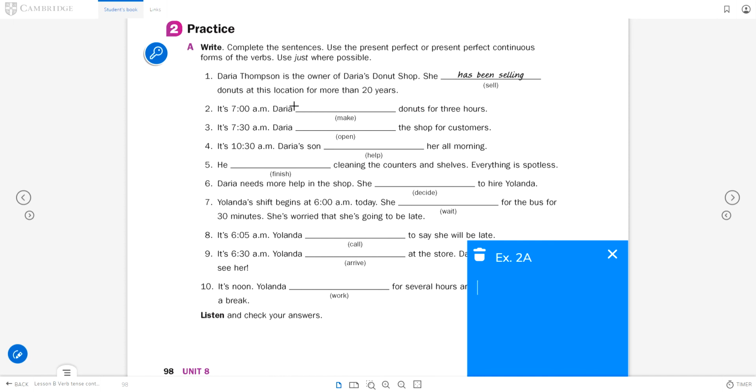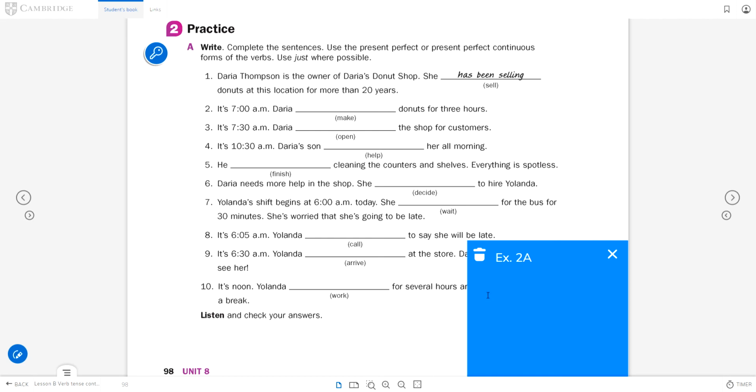Okay, let's go. Daria Thompson is the owner of Daria's Donut Shop. She has been selling donuts at this location for more than 20 years. Why? See, this is present perfect continuous: have plus been plus the verb with -ing, because she started in the past, continued through the present, and is continuing to do it in the future. So there is no end for this. So, has been selling.